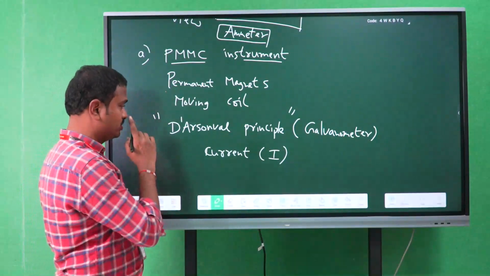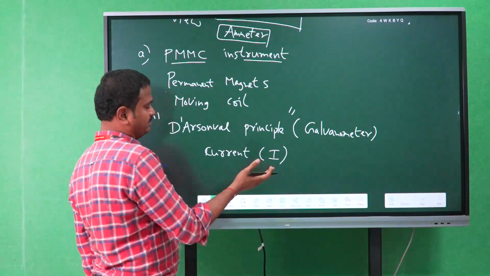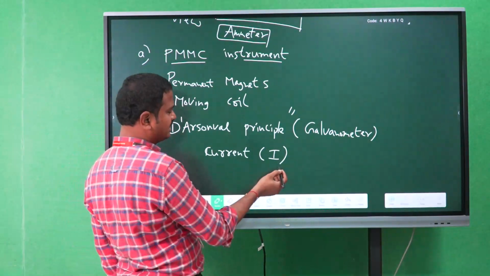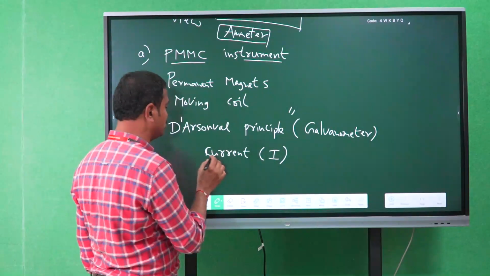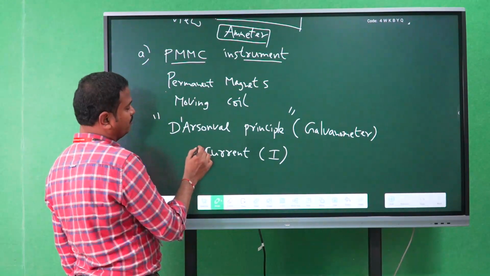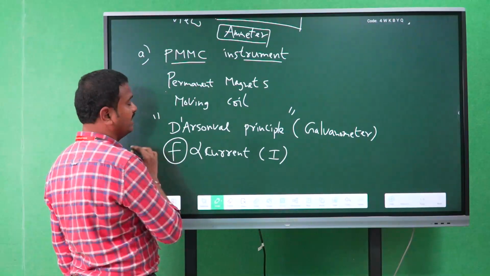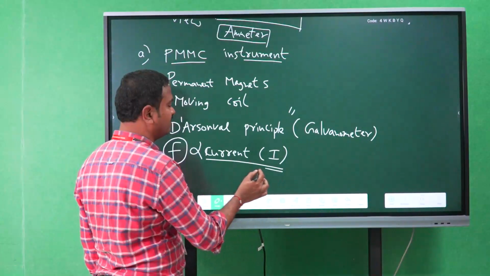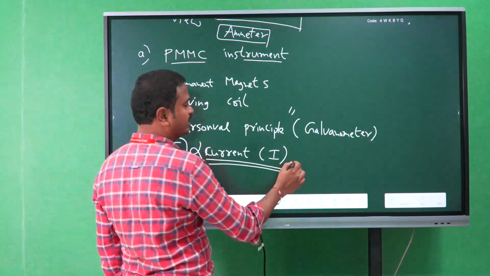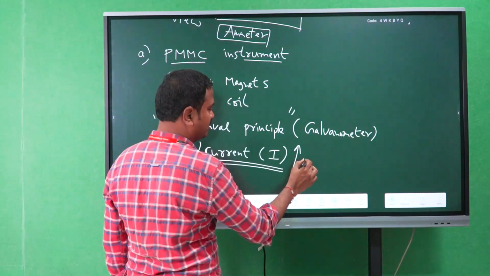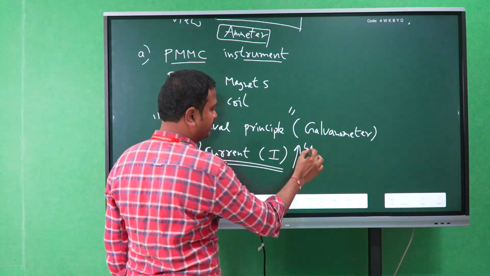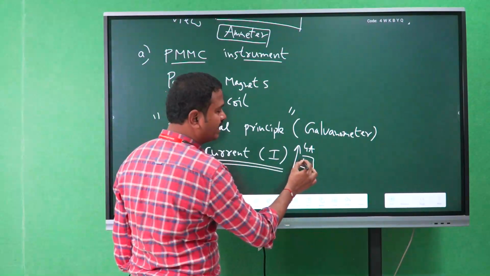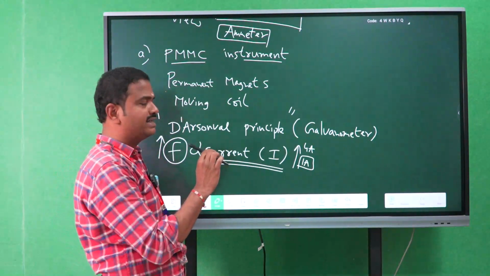So current I. Whenever the measuring quantity is current, the current magnitude is directly proportional to the force. That means the force exerted on the pointer of the instrument depends on the magnitude of current. If the magnitude of current is 1 ampere or, for example, 1 to 4 amperes, then the force on the pointer also increases. That means to represent 1 ampere, the pointer requires less force.